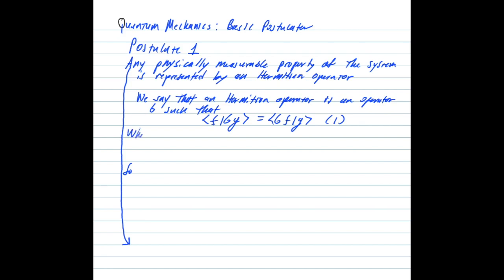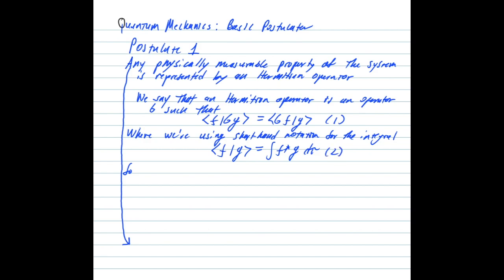If we look at equation 2 and we remove big G from equation 1, just the left side we're talking about, we see that the angle bracket notation is a shorthand notation for the integral on the right side of equation 2, which is the integral of the complex conjugate of f, with the asterisk denoting the complex conjugate, multiplied by g d tau.